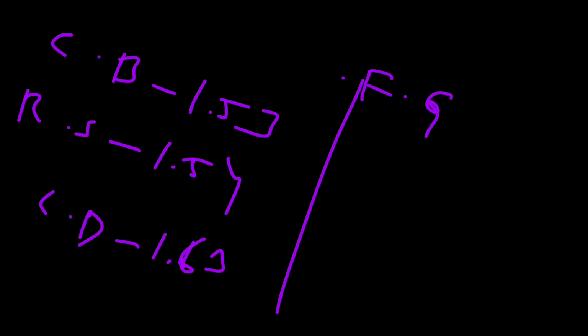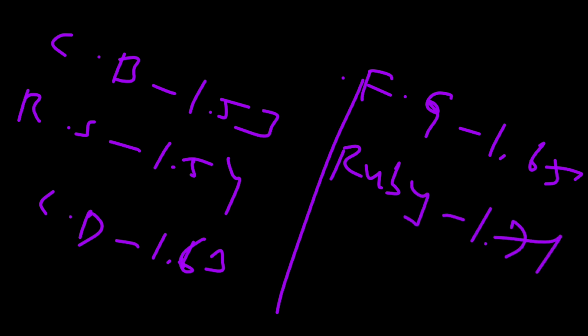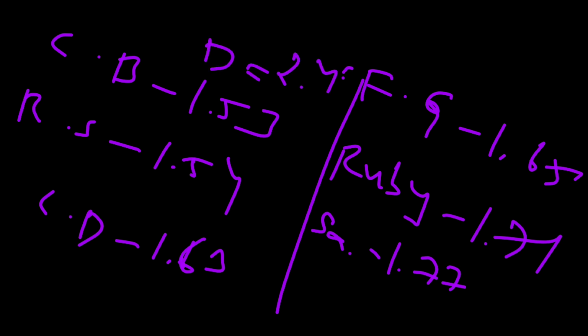Flint glass, refractive index is 1.65. Ruby, most important ruby, 1.71. Sapphire, refractive index is 1.77. And finally, diamond, refractive index is 2.42. If you observe the values, he had given the values from 1 to 2.42 up to here.